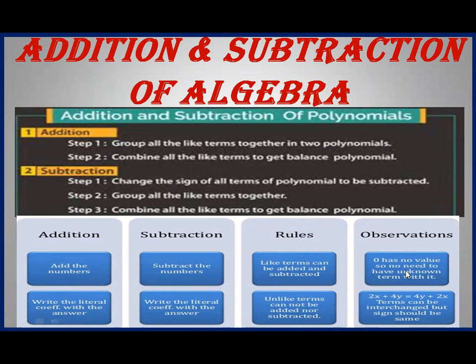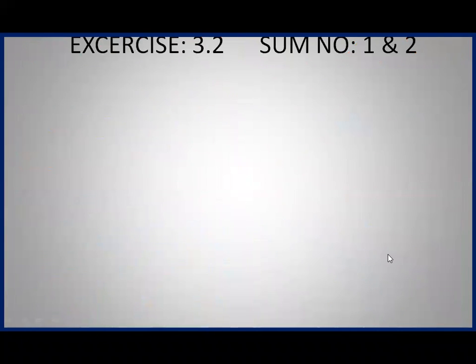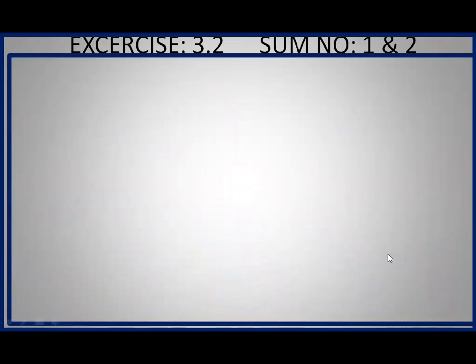0 has no value, so no need to have unknown terms with it. Even if you don't have a variable with 0, it is the same. So 2x plus 4y is equal to 4y plus 2x. Even if the order is interchanged, the value remains the same. But remember, you have to keep the sign. Exercise 3.2, sum number 1 and 2.